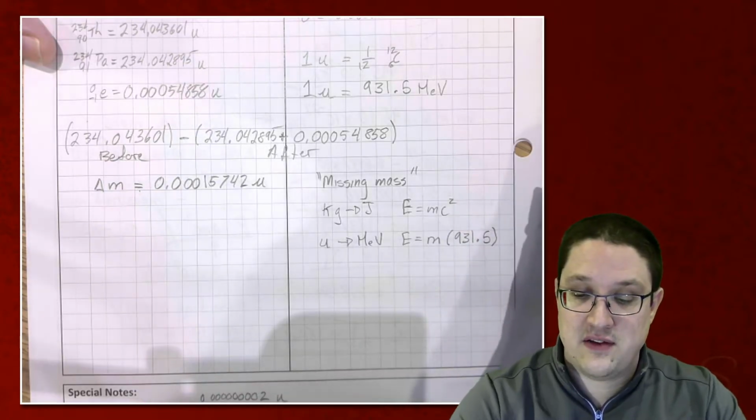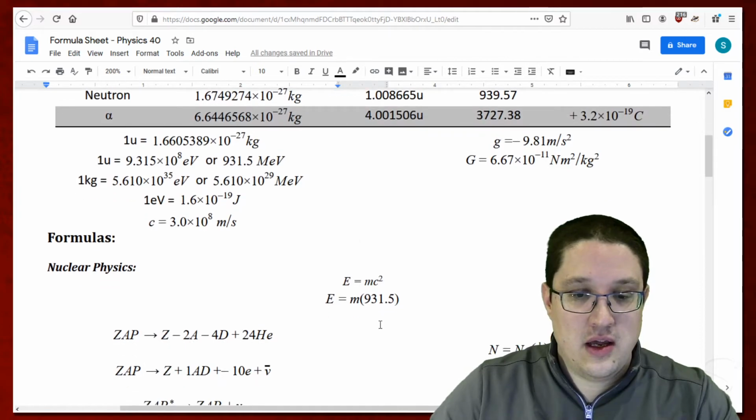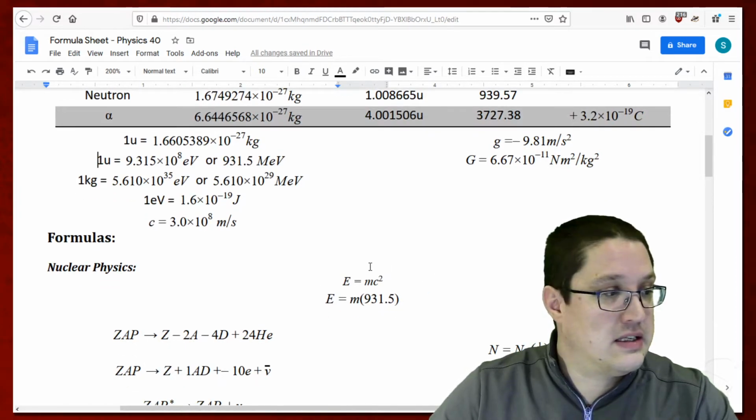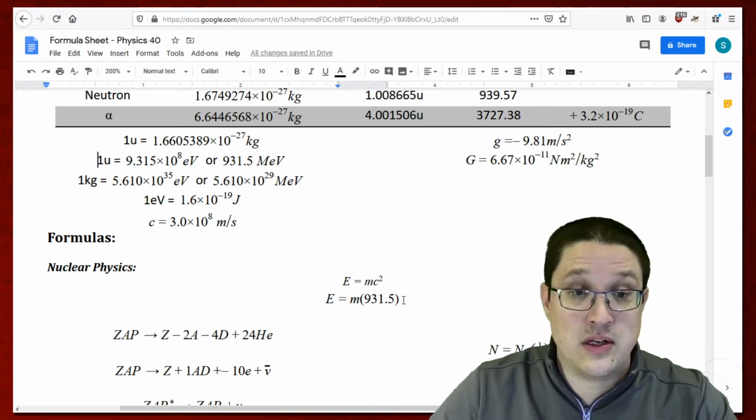And in fact, if I go back and look at my formula sheet here, you can see that I've got both conversion factors on my formula sheet here. This is for kilograms to joules. This is for atomic mass units to MeV. Both of those are useful.